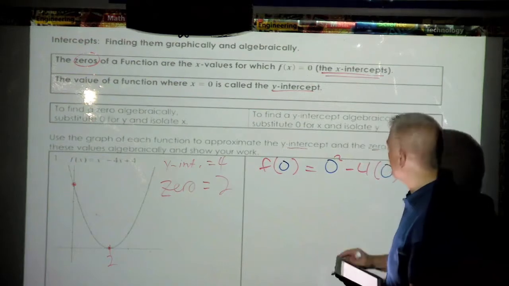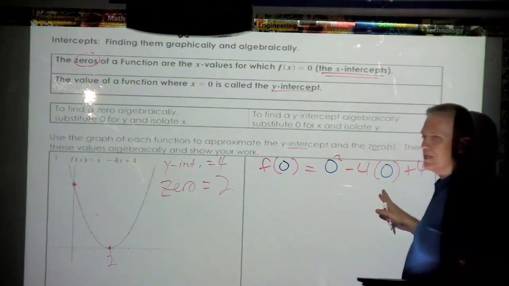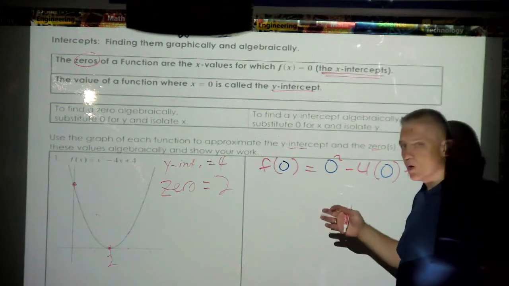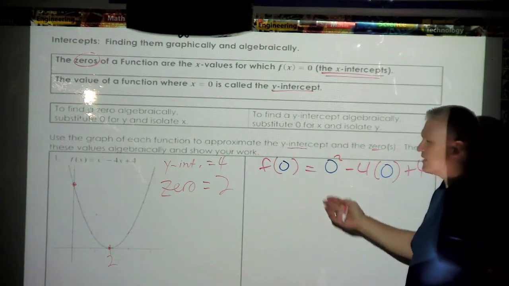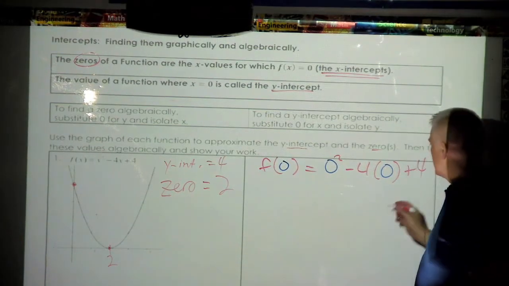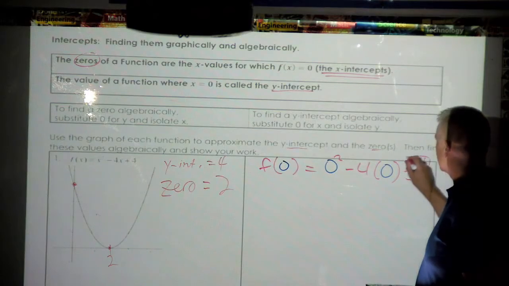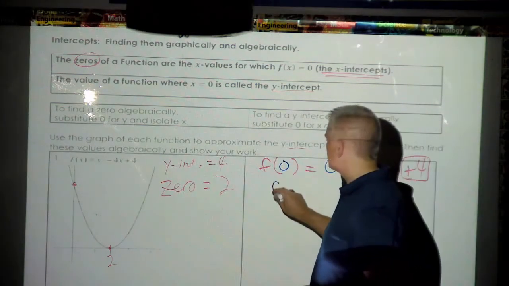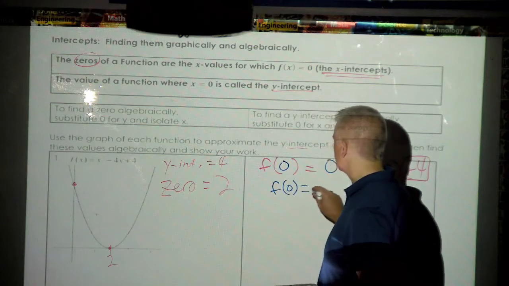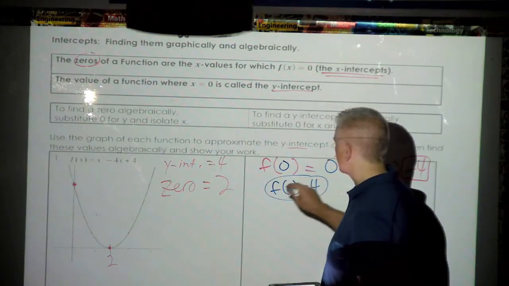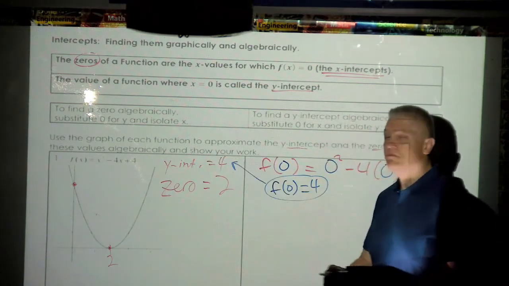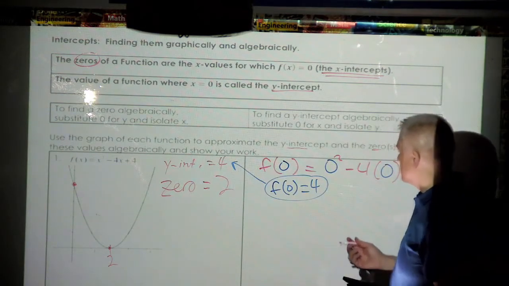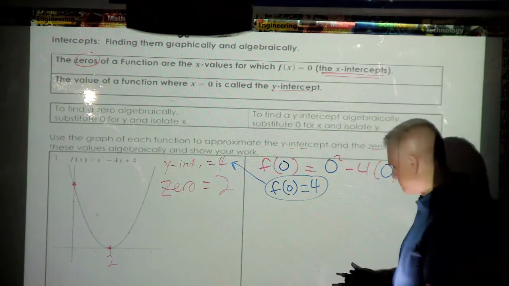These are always nice and easy because all of the x's are 0. Anything with an x is going to be 0. That always leaves you with the constant. So that means my y-intercept, or my f of 0, is 4. Oh, good, then our estimation was right on the money. Awesome.